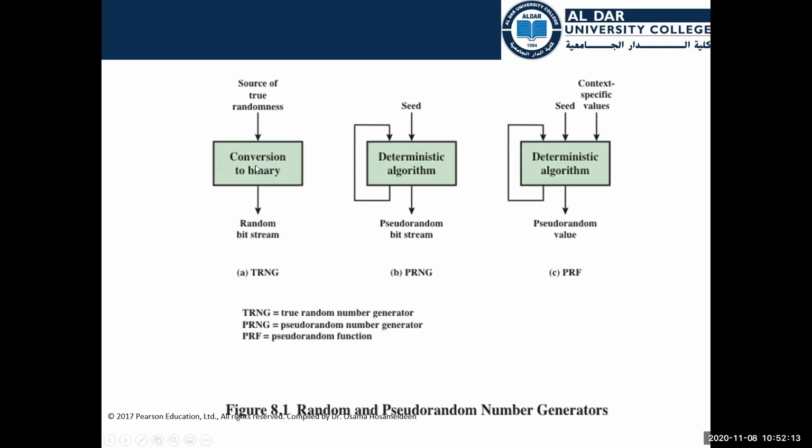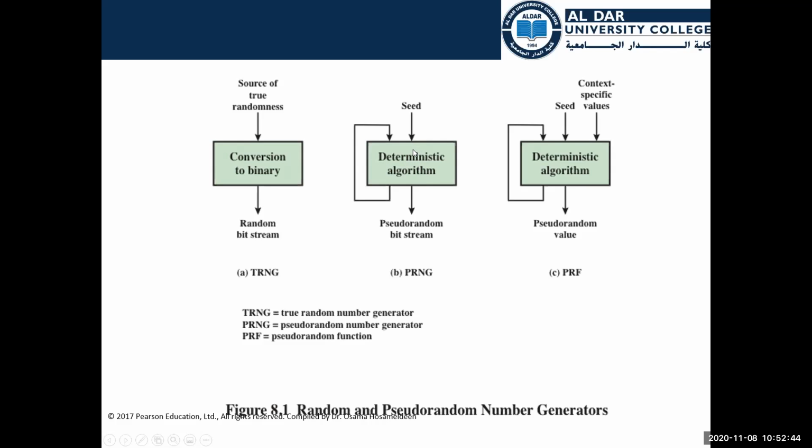This is natural source of randomness. So we call it true random number generation. The second one is not natural, but it uses a deterministic algorithm. As I told you, deterministic means it will repeat itself after a while. It will repeat itself after a period. So we call it deterministic algorithm.